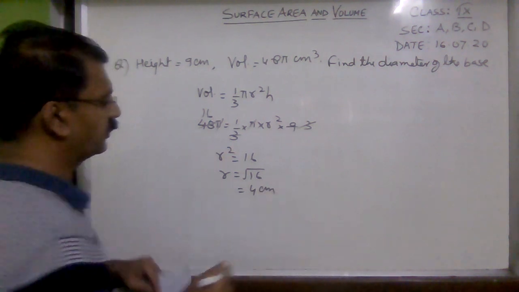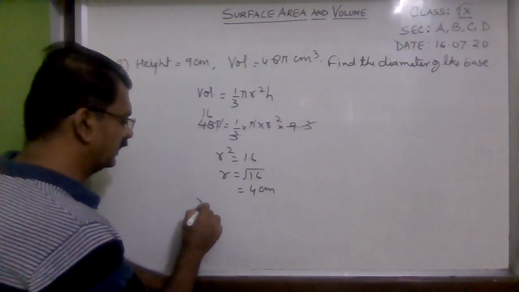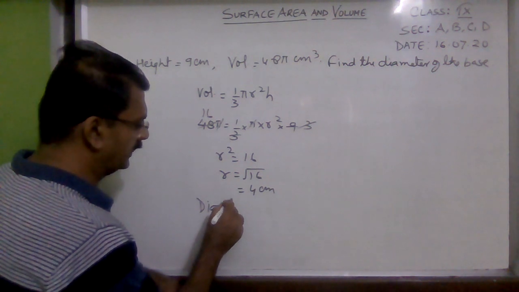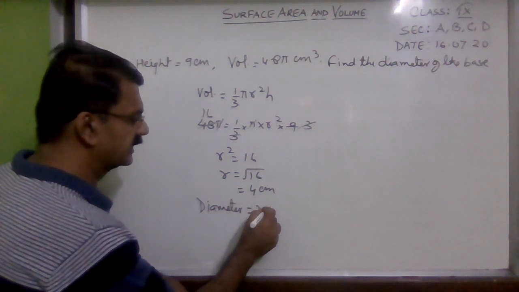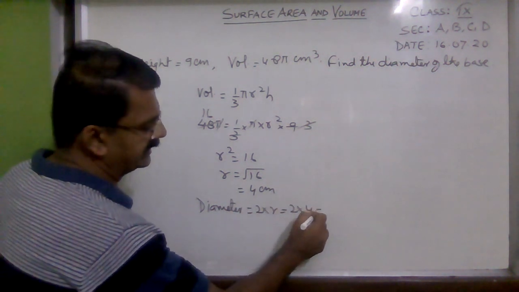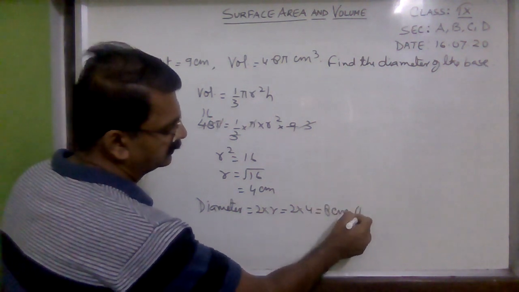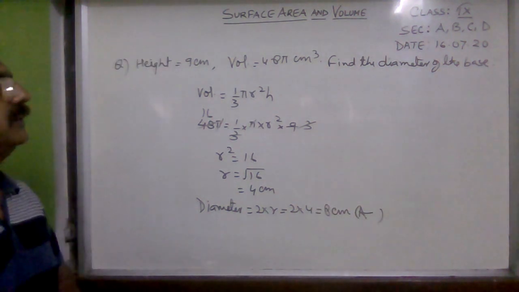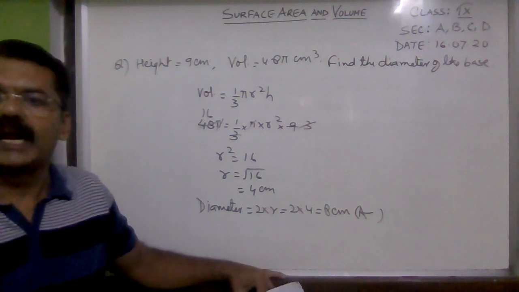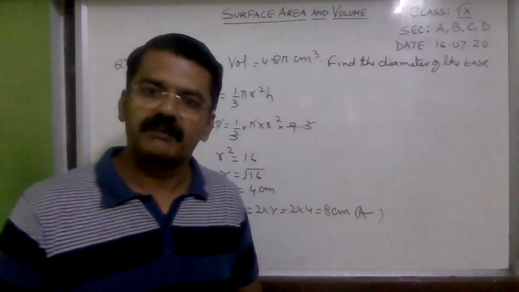So the radius is 4 centimeter, but they want the diameter. So you know that diameter is 2 times the radius. That is 2 into 4, that is 8 centimeter. So the diameter of the base will be 8 centimeters. Clear?